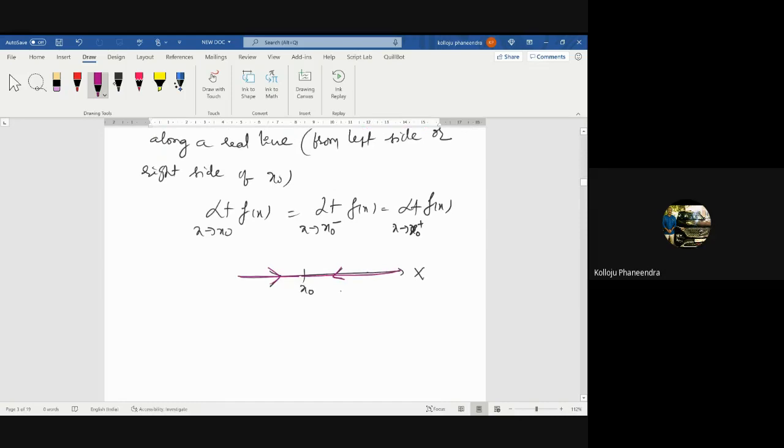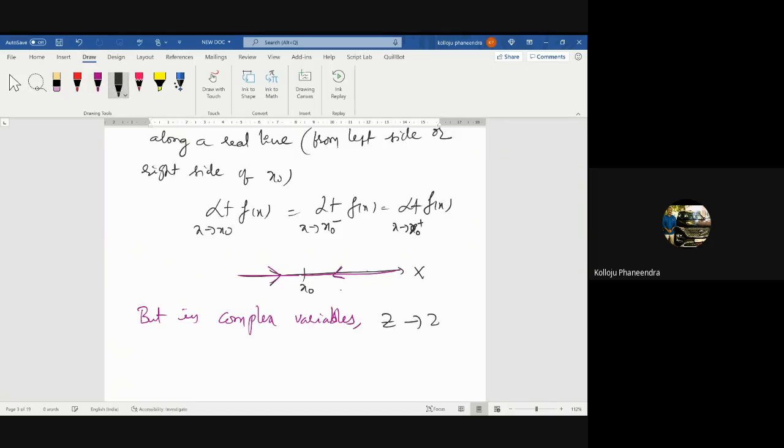But this is important. In complex variables, z tends to z naught. z is tending to z naught. z means what? A complex variable. That means what? A complex variable having how many variables?